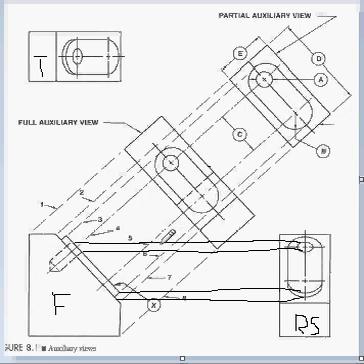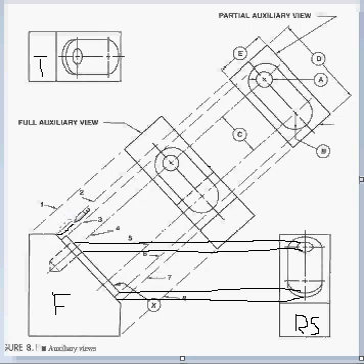Do you always need a full auxiliary view? It takes up some extra space, doesn't really add to the detail of the drawing, so a lot of the times I do not use a full auxiliary view. A lot of the times I'll use a partial auxiliary view. The partial auxiliary view is right up here. And all we do is we take exactly what the angled surface is and put it in the auxiliary view.